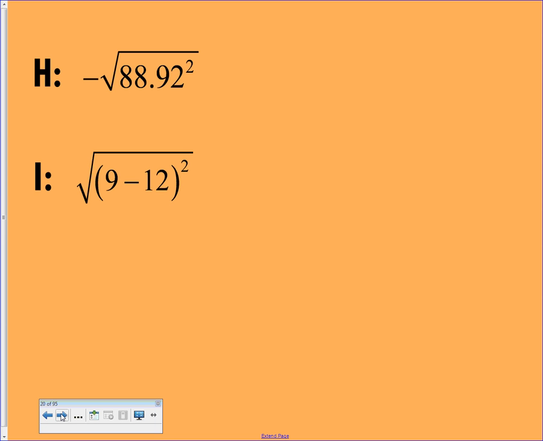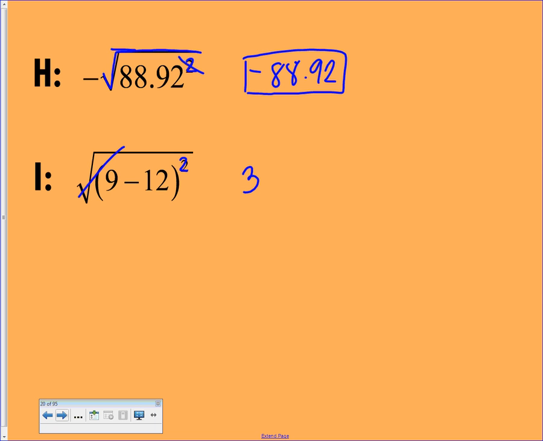Okay, well, if you understand that a square root and a square cancel each other out, all I'm left with is the negative on the outside and then my inside number, which is 88.92. So to simplify it, just realize they cancel, so you just get the number underneath the square root. Same thing in I. The square here and the square root cancel, so 9 minus 12 is 3.